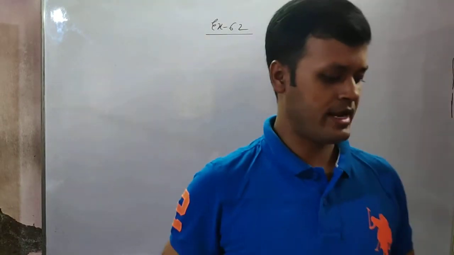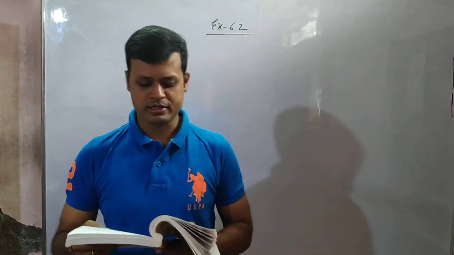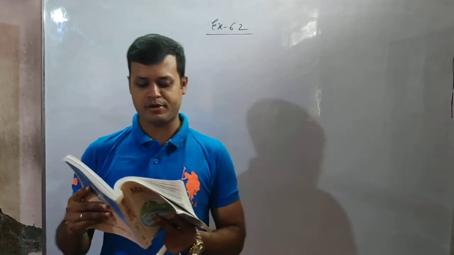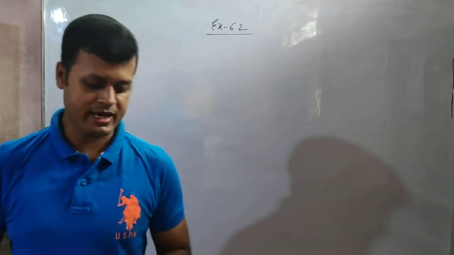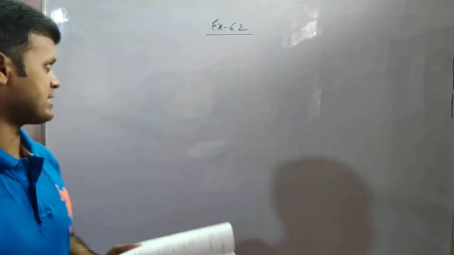So next, friends, let us see number 2. E and F are points on the sides PQ and PR respectively of a triangle PQR. For each of the following cases, state whether EF is parallel to QR. Now we have to check whether EF is parallel to QR. Okay, let us see, students.